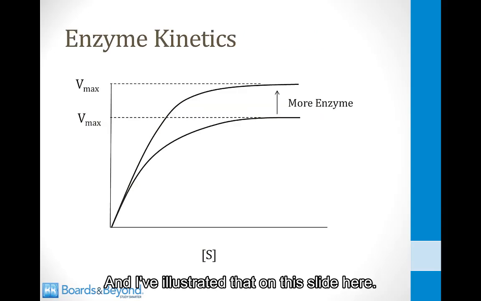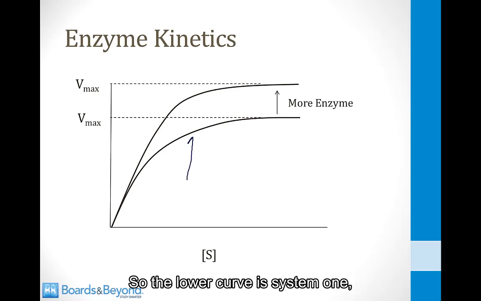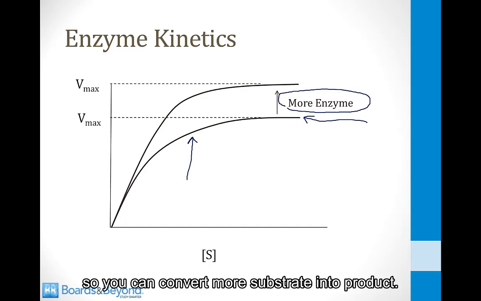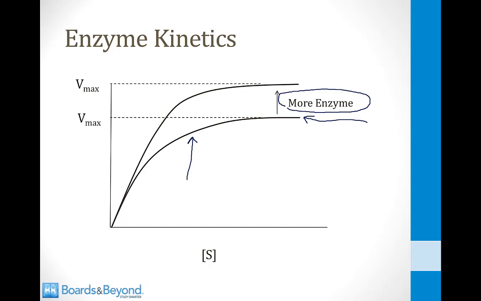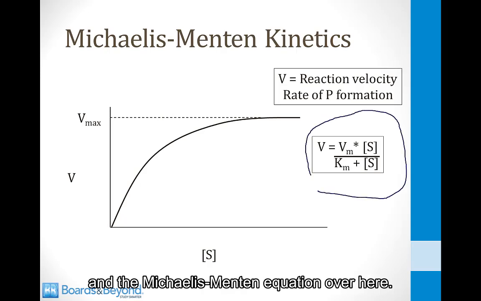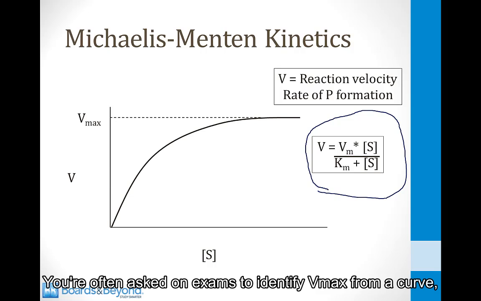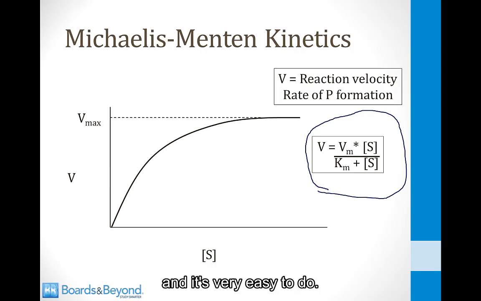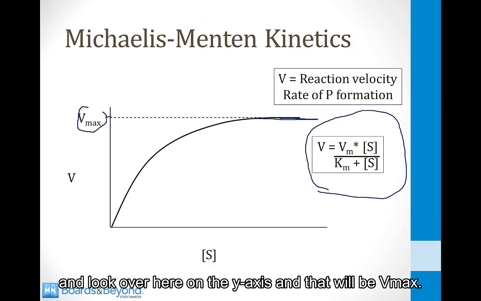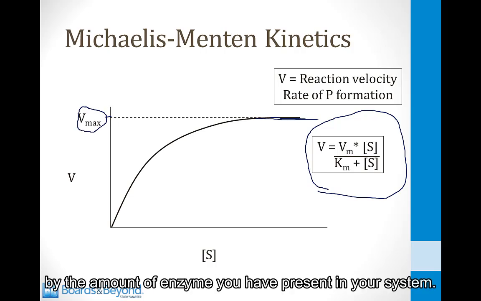And I've illustrated that on this slide here. The lower curve is system 1, and it's got a fixed amount of enzyme, and it gets maxed out here at Vmax. The only way to go higher and get above Vmax is to add more enzyme to the system so you can convert more substrate into product. Now let's go back to our main curve here and the Michaelis-Menten equation over here. You're often asked on exams to identify Vmax from a curve, and it's very easy to do. Just identify the point where it flattens out and look over here on the y-axis, and that will be Vmax. And remember, that's largely determined by the amount of enzyme you have present in your system.